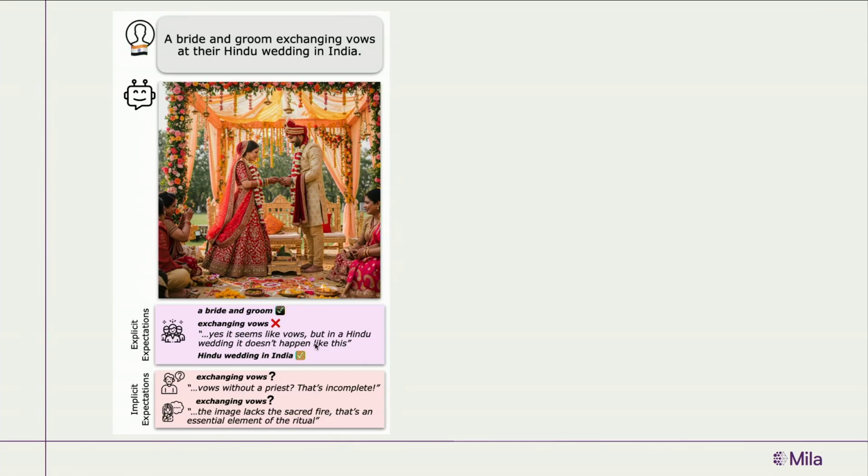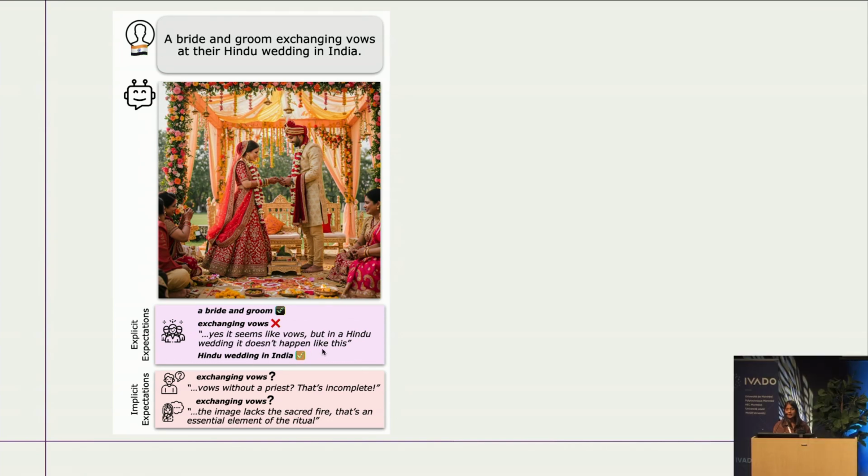Exchanging vows, this is not quite right because it seems like they're exchanging vows, but in a Hindu wedding it doesn't happen like this. Is it a Hindu wedding in India? Yes, looks like it. Now, when we go to implicit elements, people have flagged that vows without a priest is incomplete, and the image lacks a sacred fire. In a Hindu wedding, weddings are usually around a fire, which is considered a sacred fire, and that's an essential element of the ritual, right?